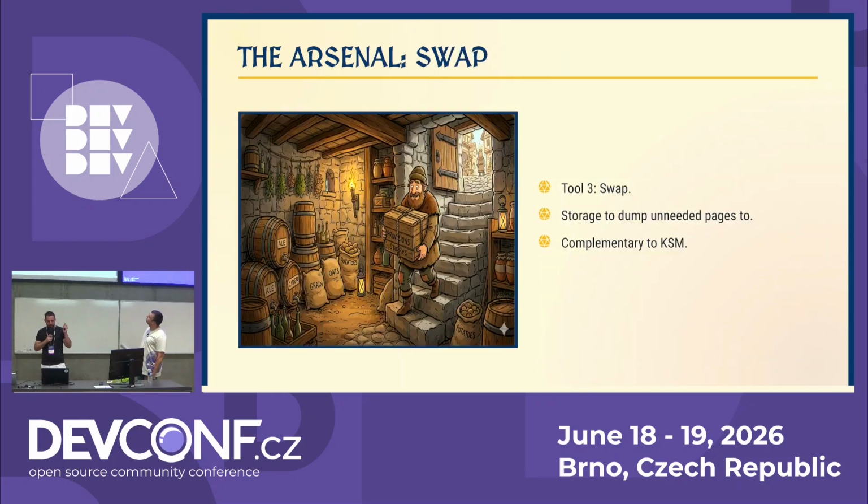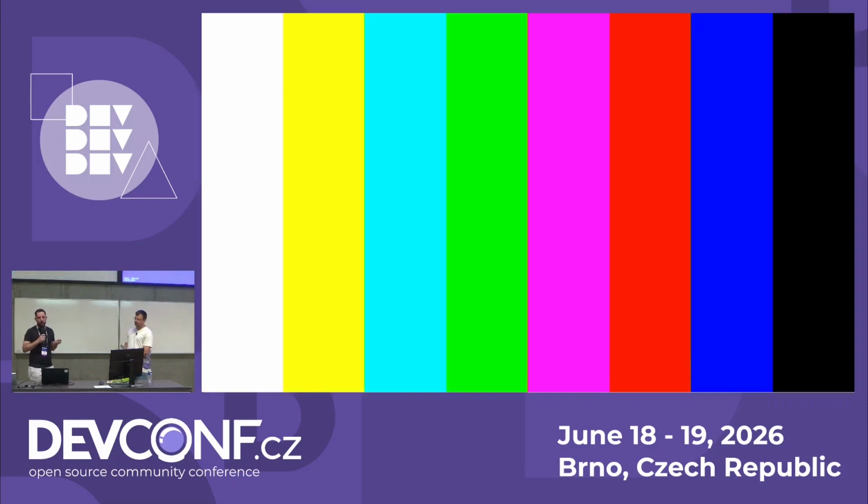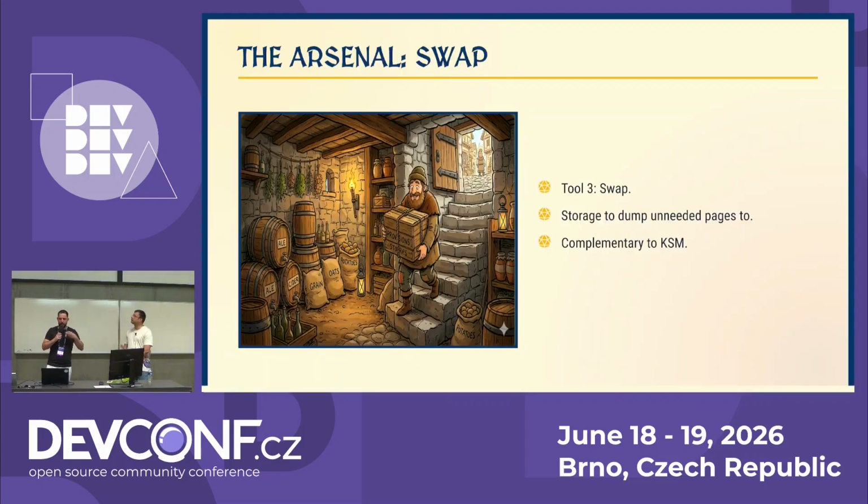The final mechanism is swap memory. Swap is somewhat complementary to KSM, in the sense that when KSM needs to duplicate the data, we can just take data that we don't need and swap it away to the storage, which is usually pretty big. And swap is pretty great for this purpose because if the data is really never needed, then it would just reside in swap forever.